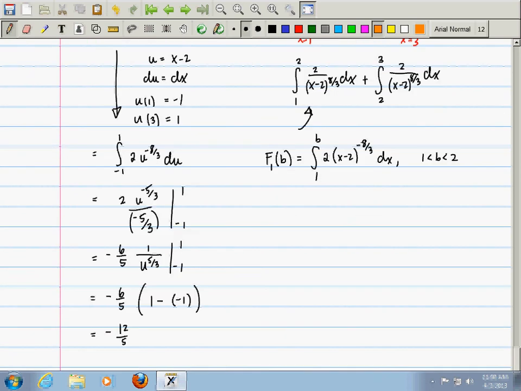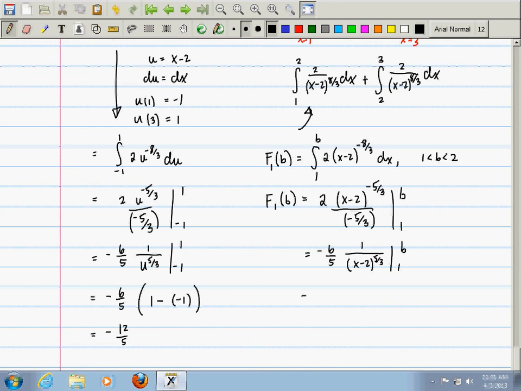Okay, so then after some considerations, since we're trying to hurry, f1 of b, after you actually perform the integral, will be... Oh, I guess I'm just going to have to do it. I can't see it in my head. Okay, so then this will be 2 multiplied by x minus 2 to the negative 5/3, and then divided by negative 5/3, evaluated from 1 to b. So this is negative 6 over 5, and then 1 over x minus 2 to the 5/3 evaluated from 1 to b. So then this will be negative 6 over 5, and then what? 1 over b minus 2 to the 5/3 minus 1. So this will be negative 1 to the 5/3, so then that's minus negative 1, so then plus 1. Okay, so that's f1 of b.